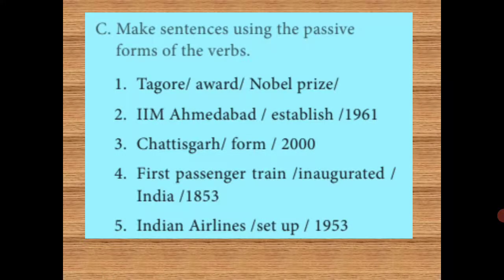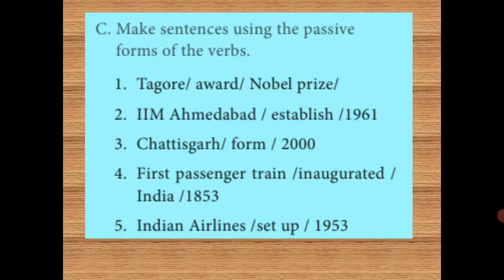It is given as a straight verb, so you need to change it just by using the passive form of the verb. So what I'm going to do: Tagore was awarded the Nobel Prize. Who is awarding is not that important. So, Tagore was awarded the Nobel Prize. IIM Ahmedabad was established in 1961. Chhattisgarh was formed in 2000. First passenger train was inaugurated in India in 1853. Indian Airlines was set up in 1953.